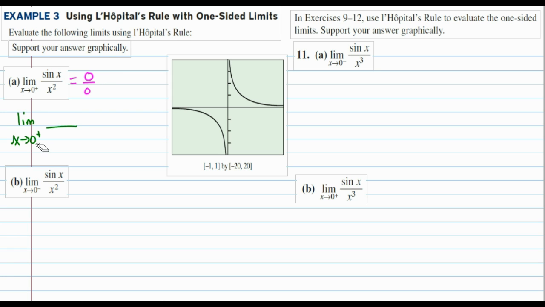We will take the limit as x approaches 0 from the right of now the derivative of the numerator over the derivative of the denominator. So can we plug in 0 this time? Well, yes, we get 1 over 0, but remember, x doesn't actually equal 0, it's approaching 0 from the right.